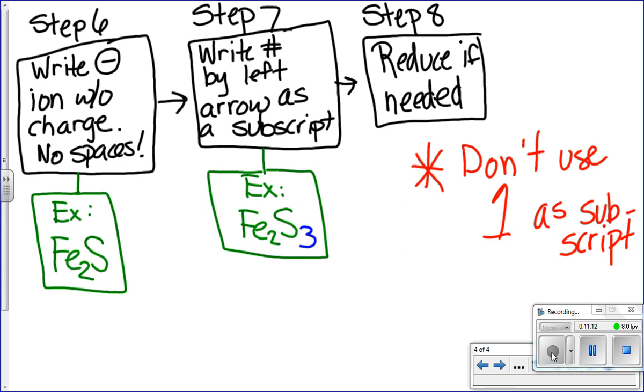Like in the compound sodium chloride, there are no subscripts there. So this is a 1-to-1 ratio of sodium to chlorine. There's 1 sodium and 1 chlorine in that compound. For this one, there are 2 irons and 3 sulfurs. So let's put this to work. Let's do some practice here.